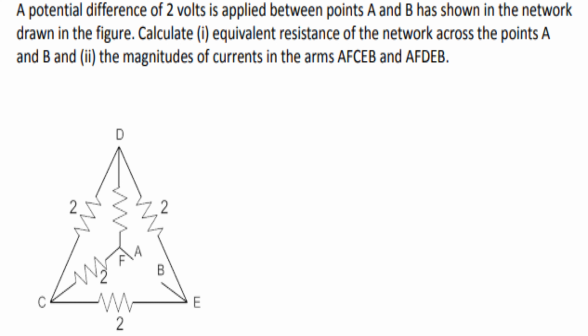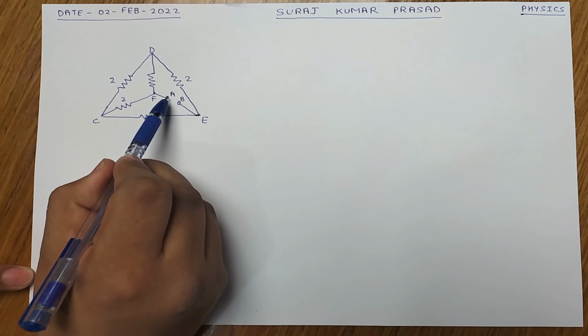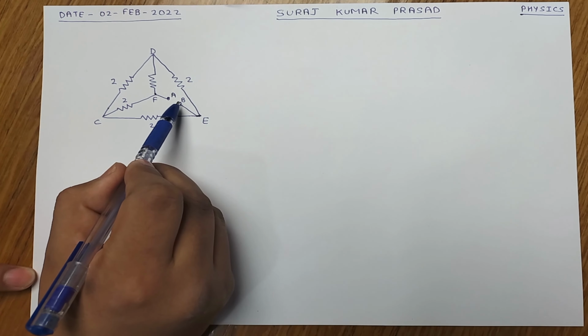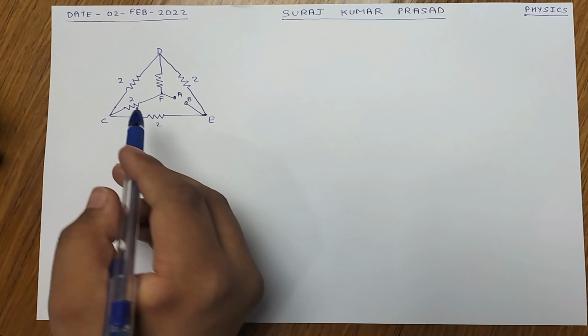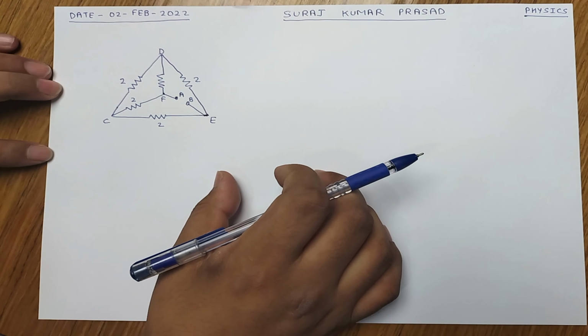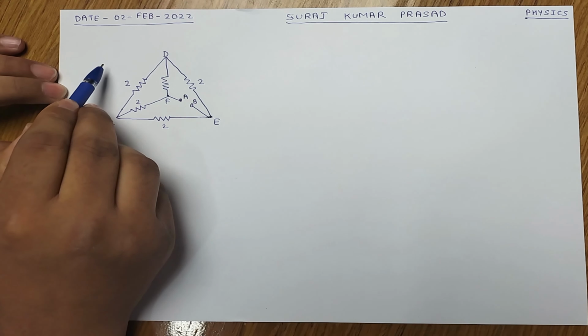Good morning students. So in this question we are going to find out the equivalent resistance between A and B, and the current in the arms we need to find out. So let's go. First we need to simplify the geometry. How we can do that is we will try to stretch A to outside.